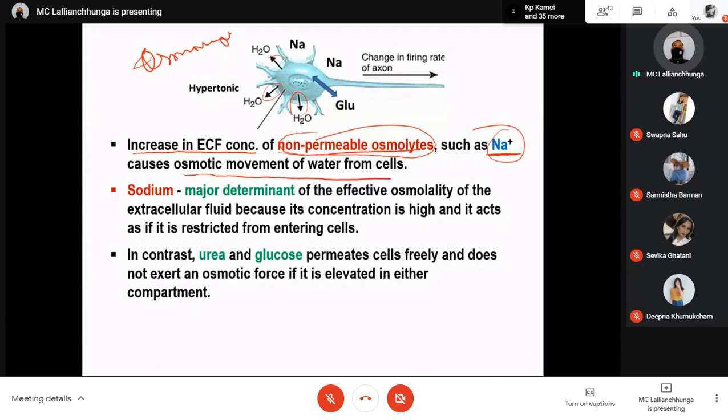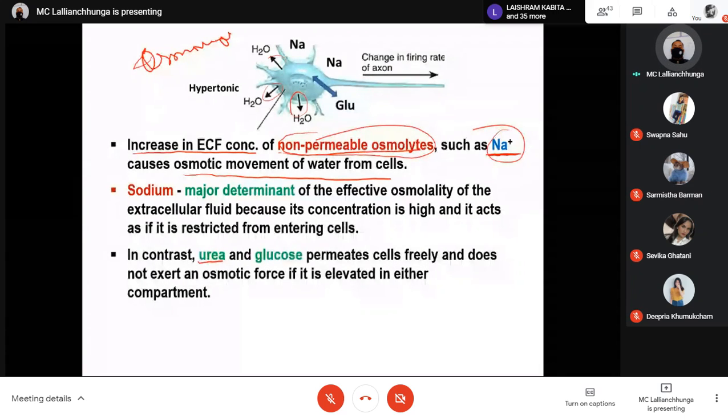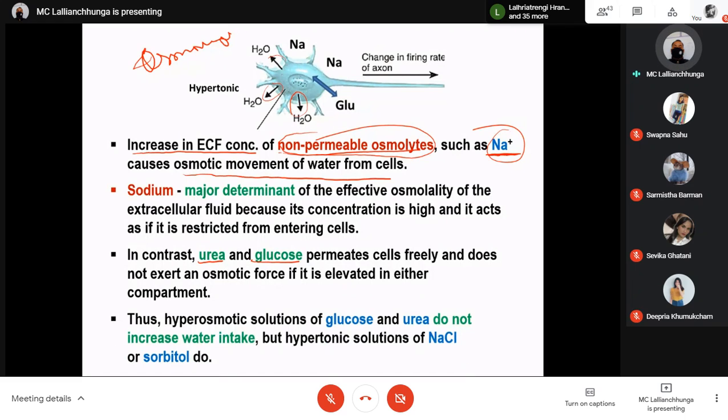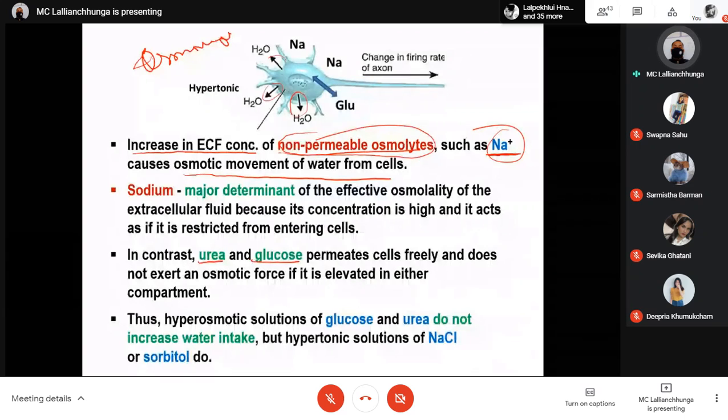Water will come out of the cell or the osmoreceptor. In contrast, for example, urea and glucose permeate cells freely and do not exert an osmotic force if elevated in either compartment. Thus, hyperosmotic solutions of glucose and urea do not increase water intake, but hypertonic solutions of sodium chloride or sorbitol do.